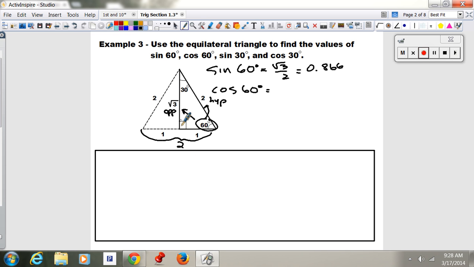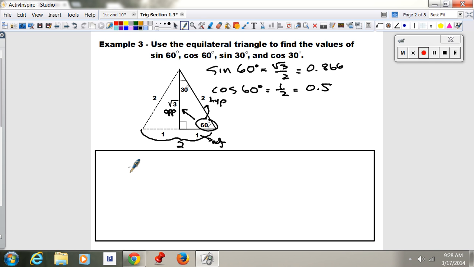Let's find the cosine of 60. On our triangle, the cosine of 60. Cosine is adjacent side. My 1 is my adjacent. Right? What would my hypotenuse be again? 2. So it's a 1 over 2. My cosine of 60 is a half, which is 0.5 if you plug it into the calculator. If you put in cosine of 60 on your calculator, you'll get 1/2, which is 0.5.